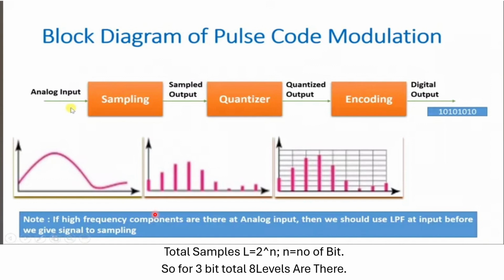One point to note is that if there are high frequency components in the analog input, then we should use a low pass filter before we give the signal to the sampler. Another point is that if we take the total samples, the formula is L equal to 2 to the power n, where n is the number of bits. If we take the number of bits equal to 3, then the total number of levels will be 2 to the power 3, equal to 8 levels.